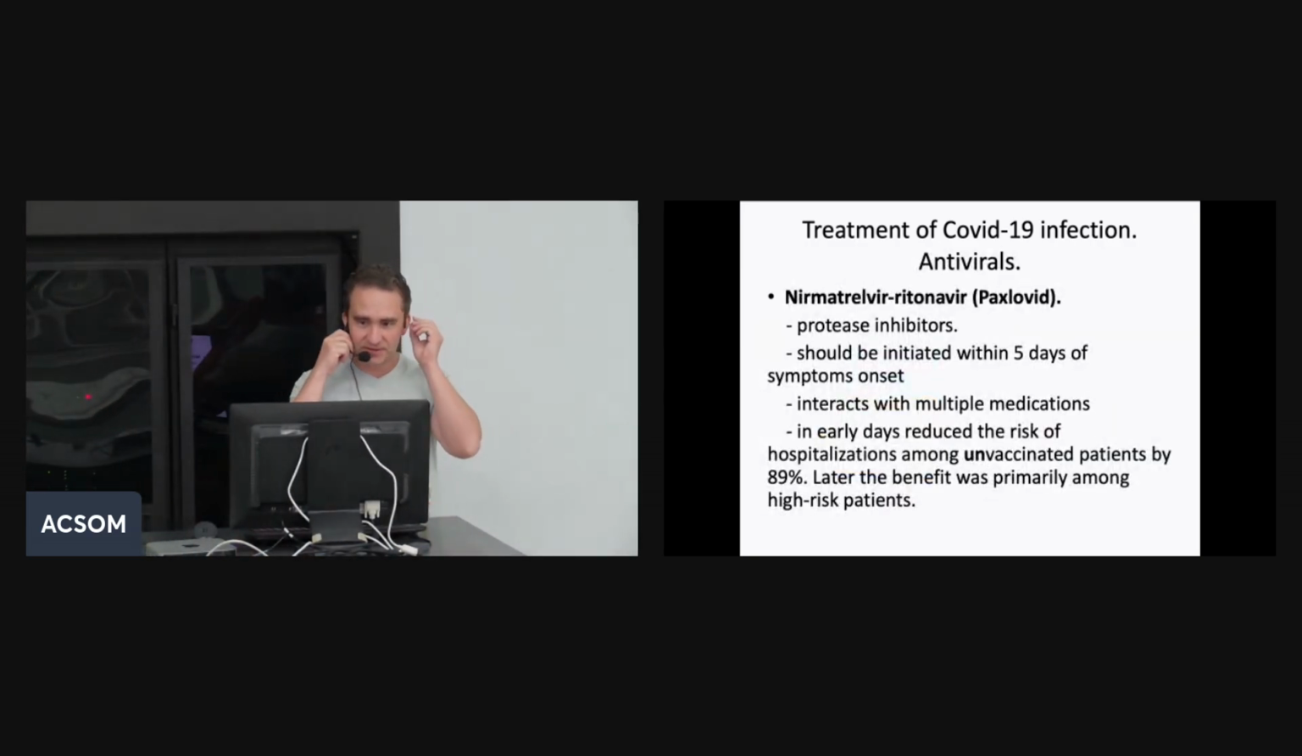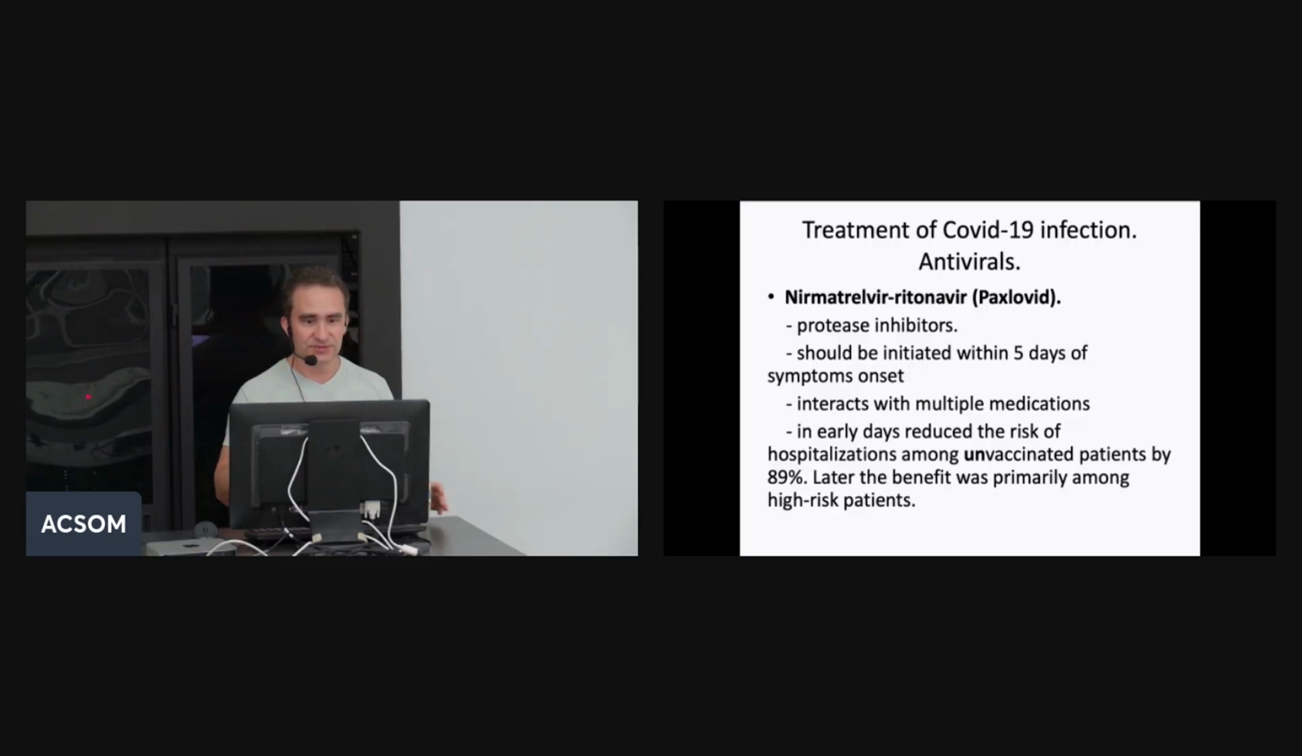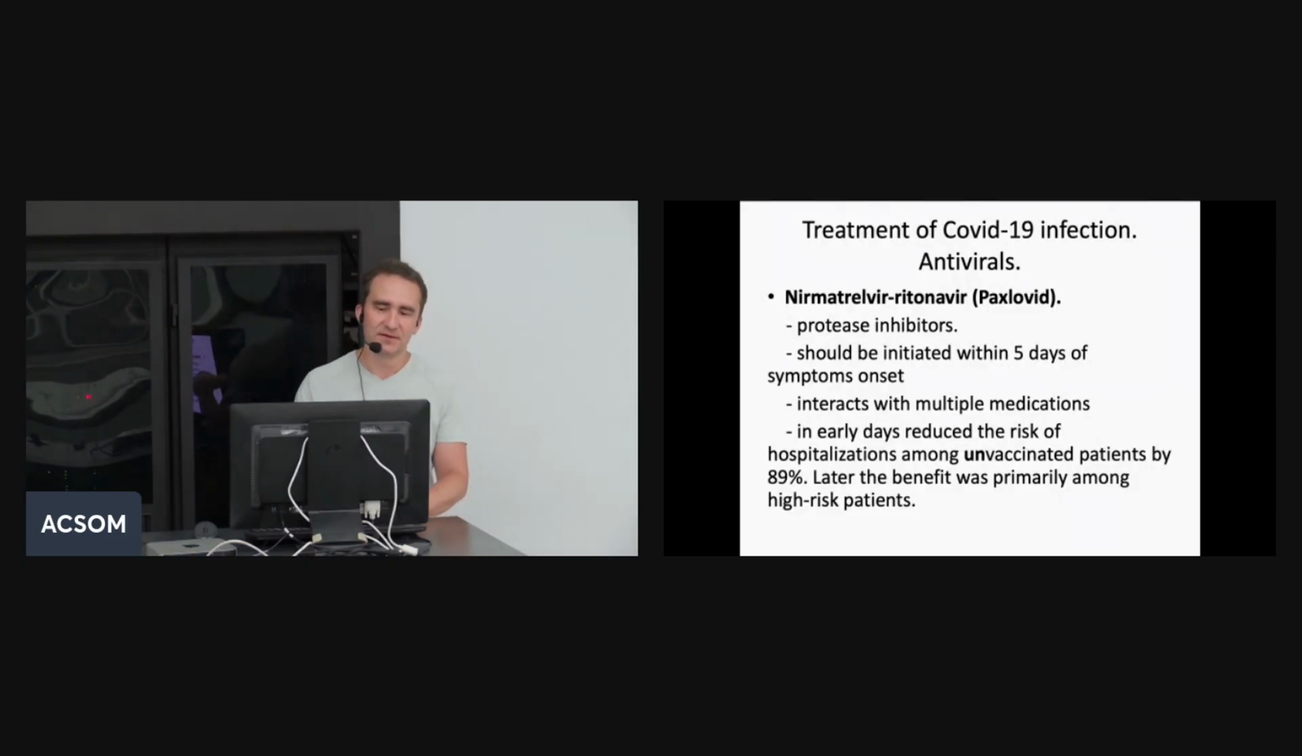So we'll talk about antivirals, which we use these days. Paxlovid is probably the most common. The first part of the medication is actually the active medication, nirmatrelvir, and ritonavir just inhibits some other proteins in the liver which would metabolize nirmatrelvir. So the active one is the first piece.